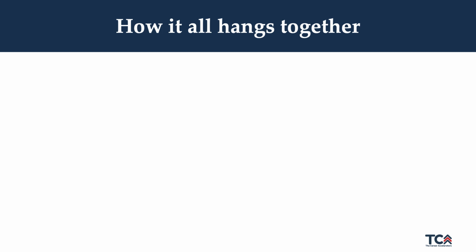Hey guys, welcome back. In this module, we're going to look at how it all hangs together. So we've covered the roles, the events, the values, and the artifacts. But how does it all hang together?